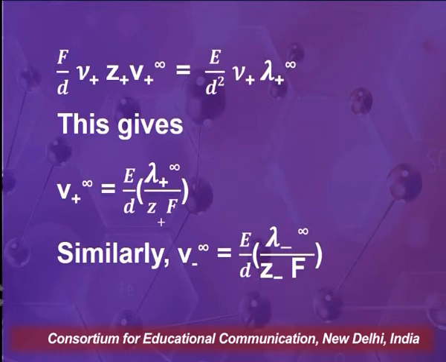V plus infinity comes out to be, we can rearrange to get V plus infinity equal to E by D lambda plus infinity divided by Z plus into F, and similarly V minus infinity comes out to be E by D lambda minus infinity divided by Z minus into F.